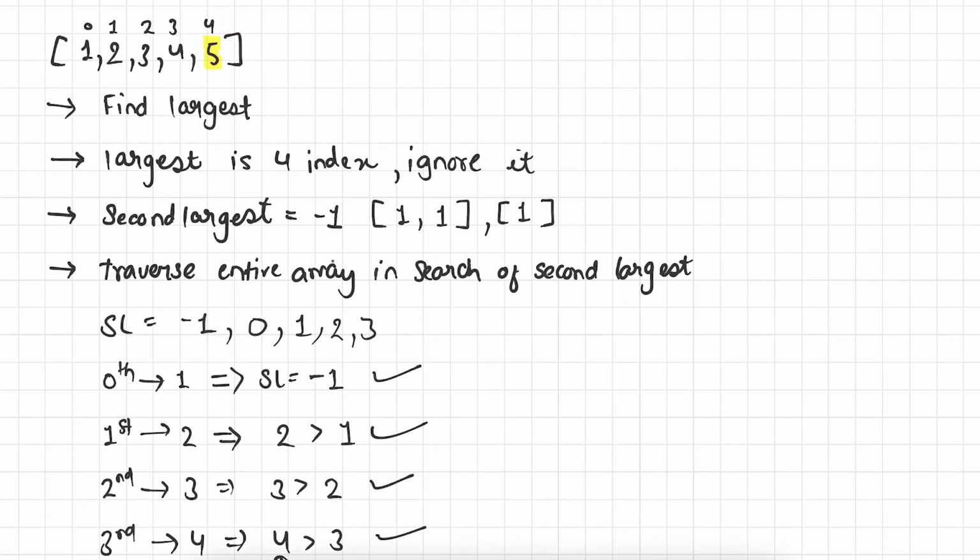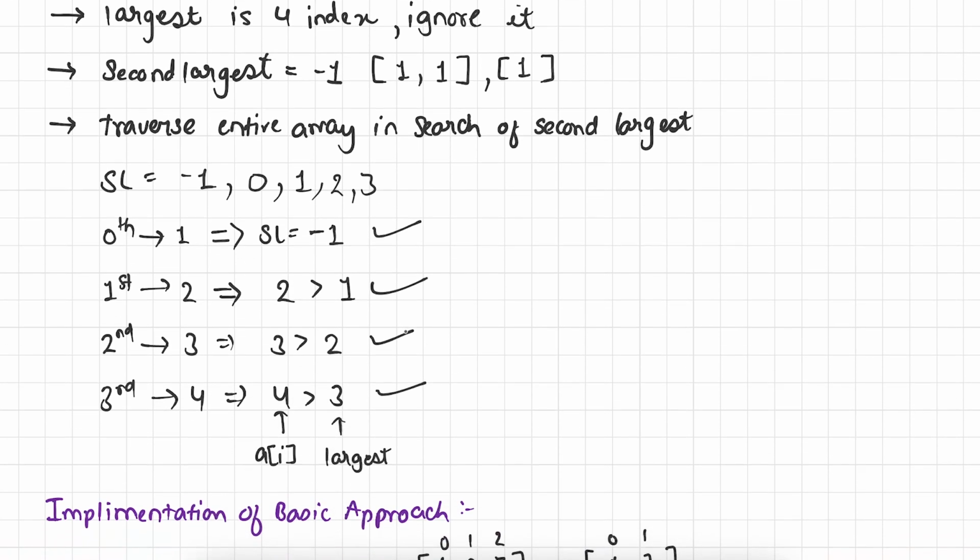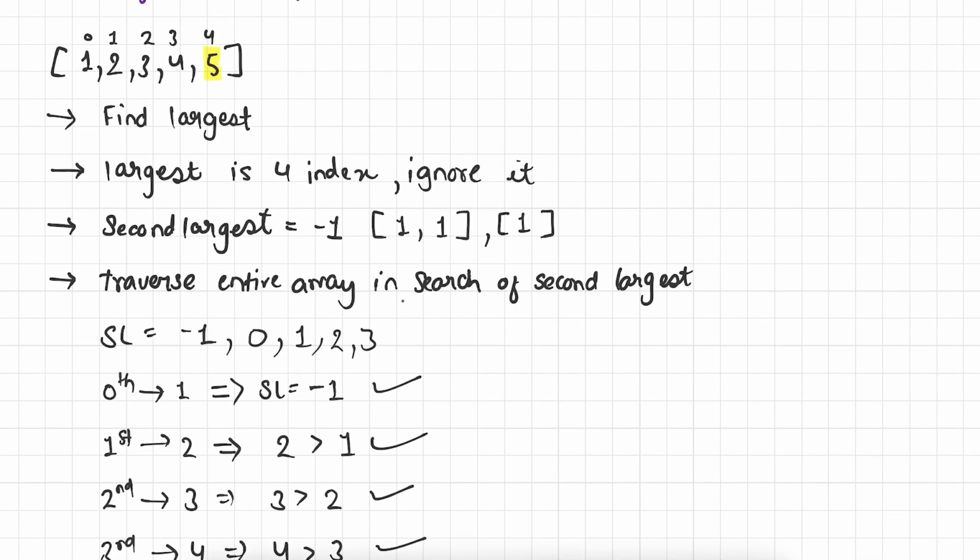So at position 3 we get the second largest element, and we already know that at the 4th position we have the largest element. So this is the simple idea. But here we are traversing the array 2 times.